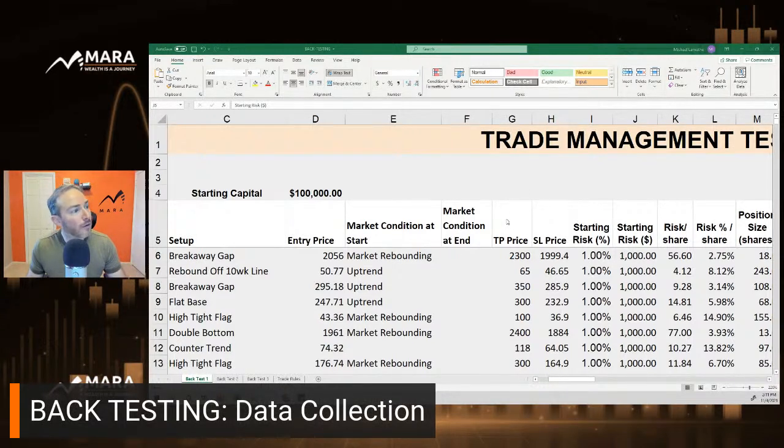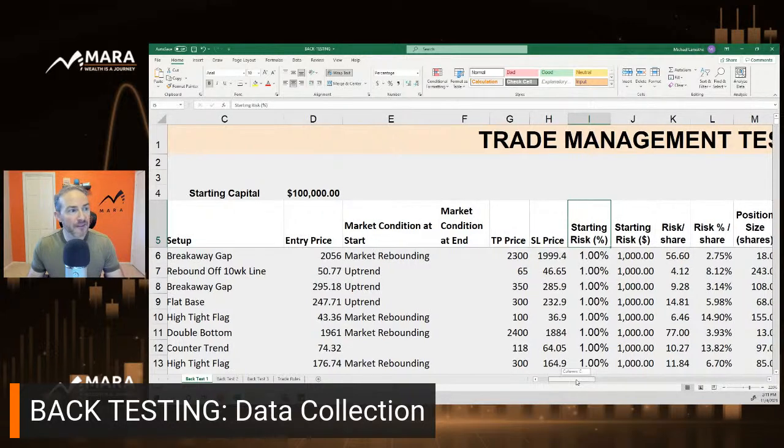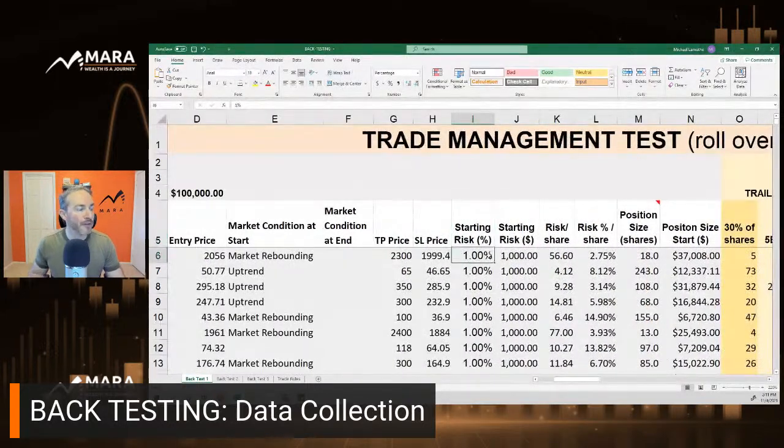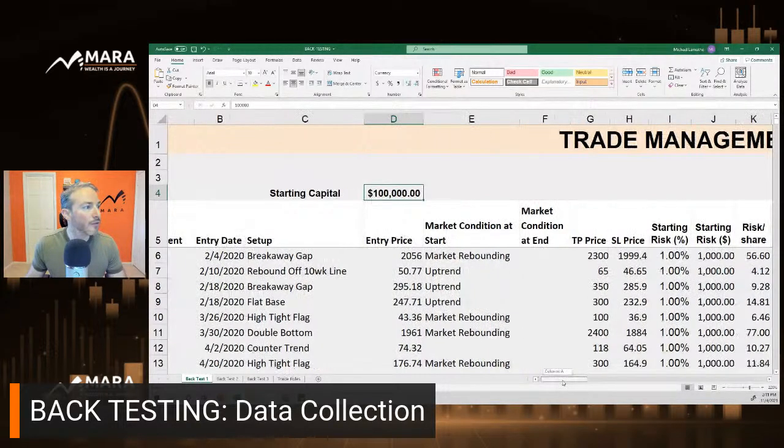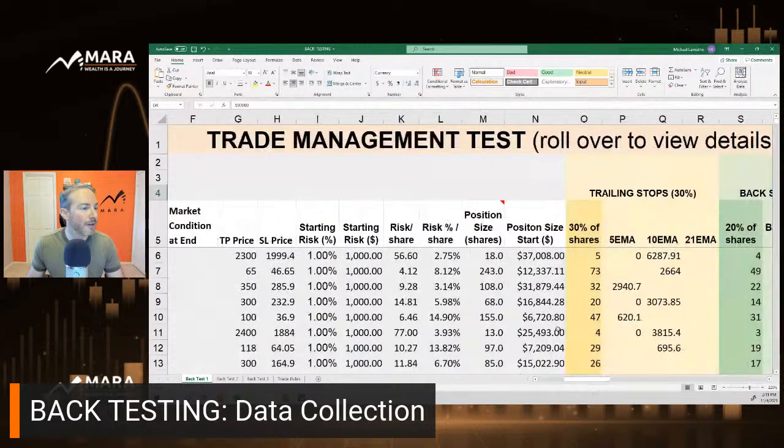So yeah, we're collecting all this data. TP price, that's the target price, the stop loss price, how much we're going to risk. I like to fill in both a percentage basis as well as a dollar basis. And I just plugged in a dummy amount on this, right? Because it's a back testing sheet. So I started out with 100,000, so that way it would be a nice round number to start out with. And so we're tracking all this different stuff.